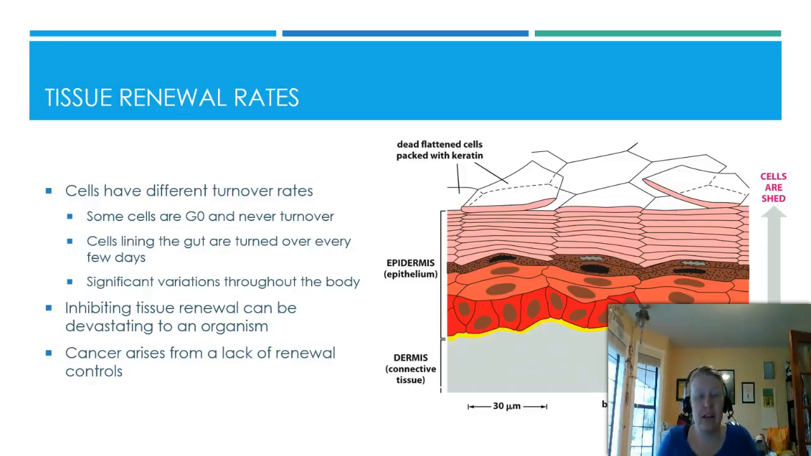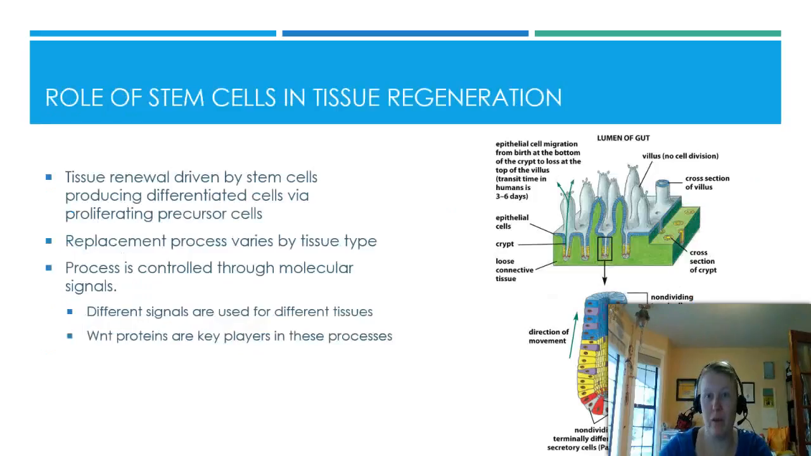And cancer, we're going to talk about this in topic 4, arises from the lack of renewal controls, where cancer cells will just keep going. They don't actually stop. So renewal is controlled through not only the division of cells, but also the death of cells. And if we don't have these renewal controls, the cancer cells can arise and form a tumor.